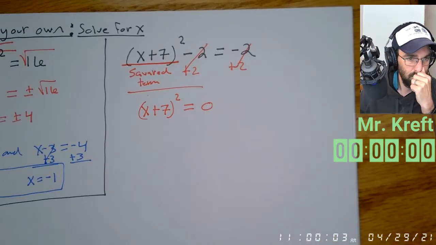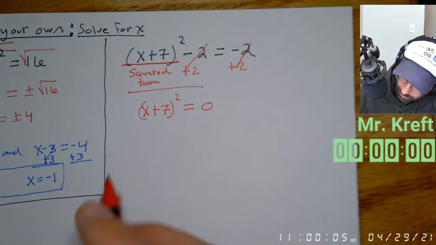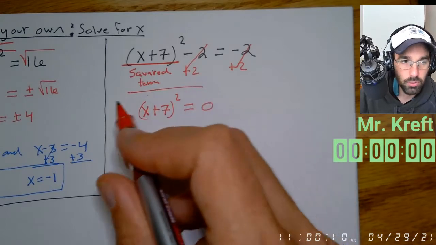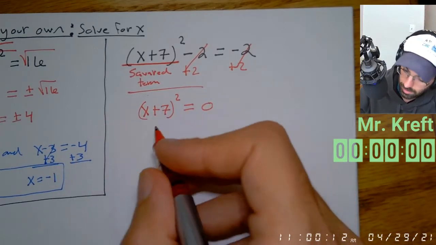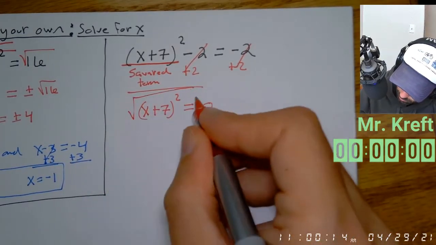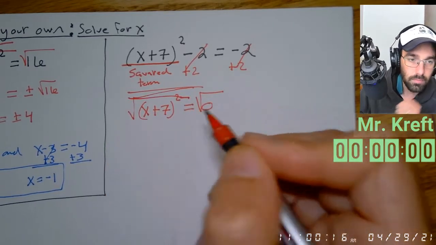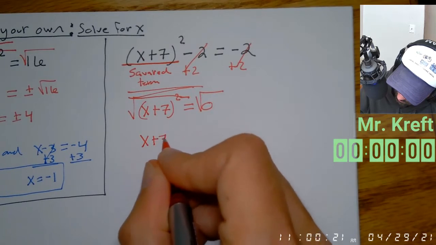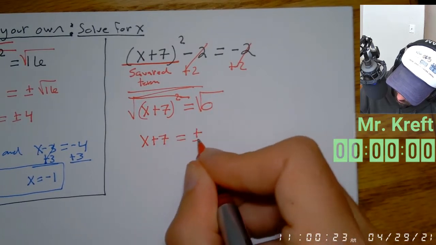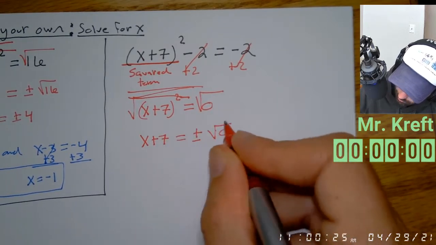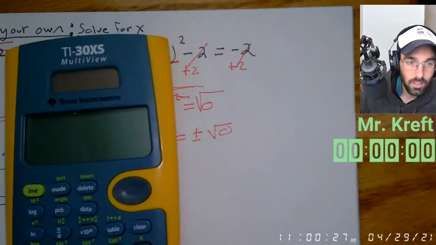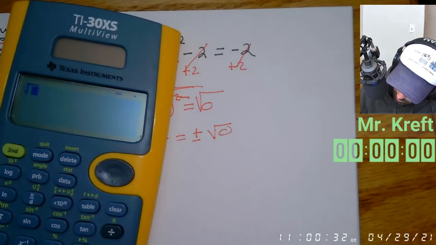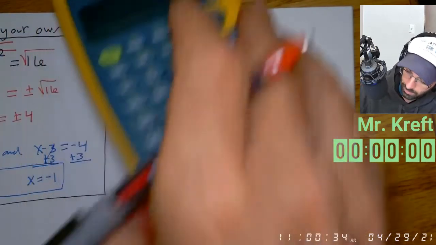Okay. And now that I have this isolated, that was one step that we didn't have in the previous problems. Then I'm going to take the square root of both sides. So the square and the square root go away. So I get x plus 7 equals plus or minus the square root of 0. Now, if you forgot, remember you can always use a calculator, but the square root of 0 is 0.